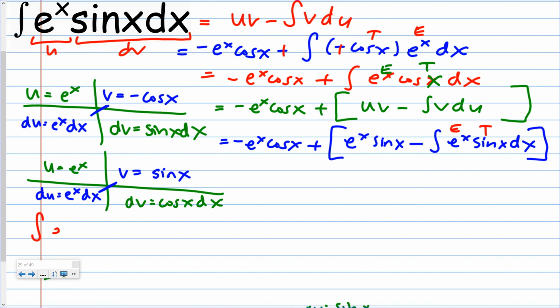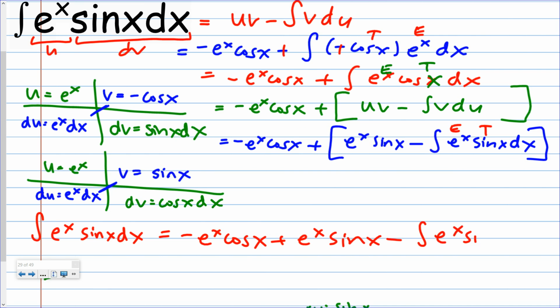Maybe you'll see something. The integral of e^x sin x dx is equal to, I'm going to write this whole right side, negative e^x cos x plus e^x sin x minus the integral of e^x sin x dx. Do you agree that that's right? All I did was write the left side and make it equal to the right side.